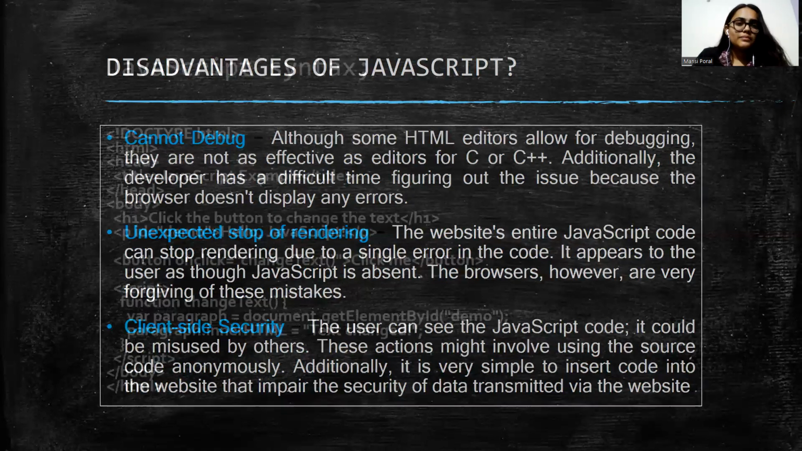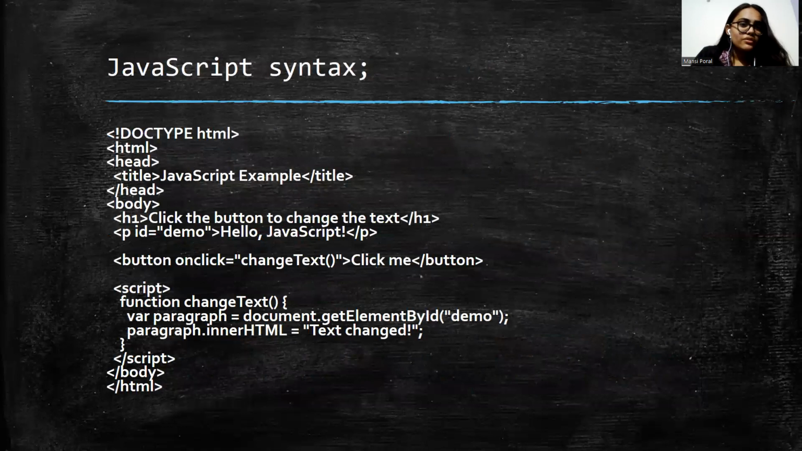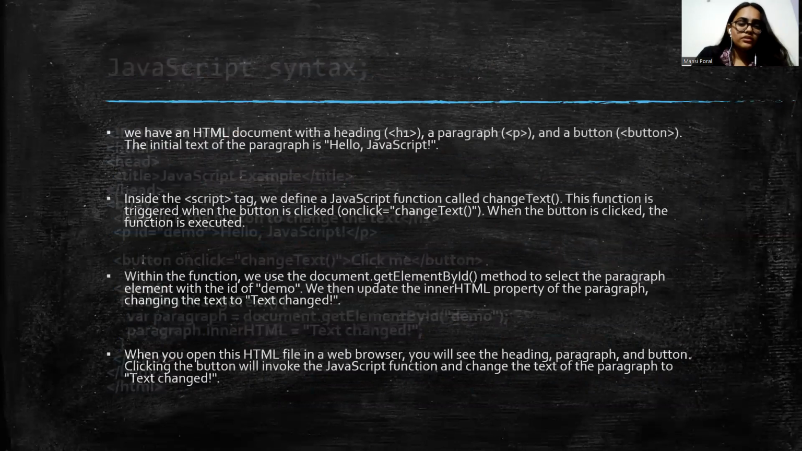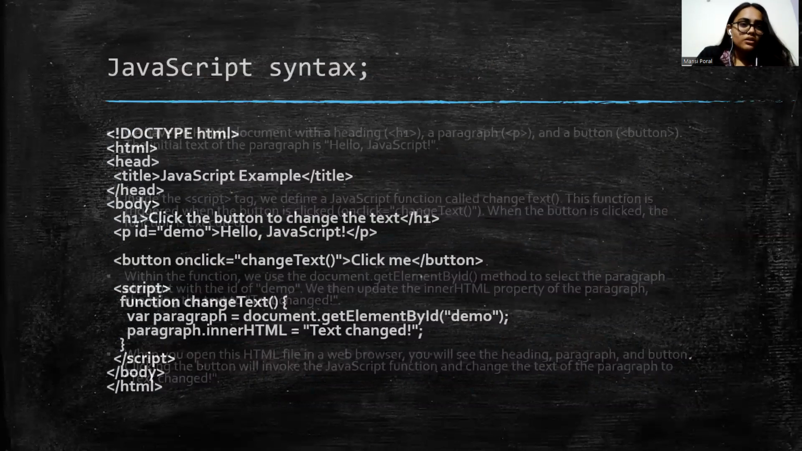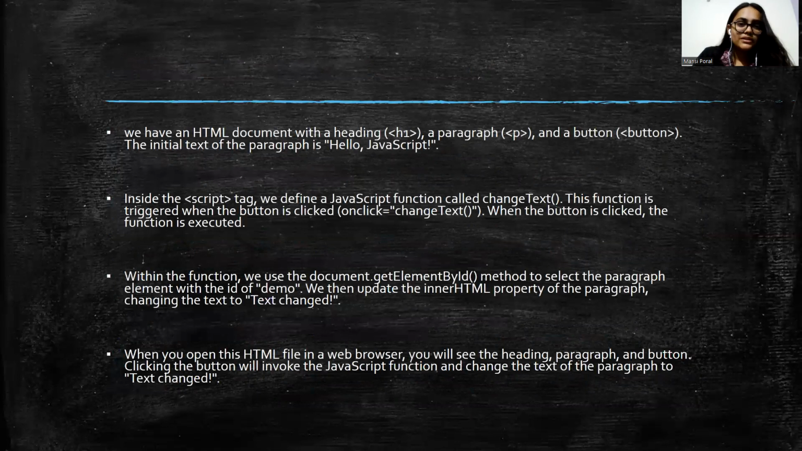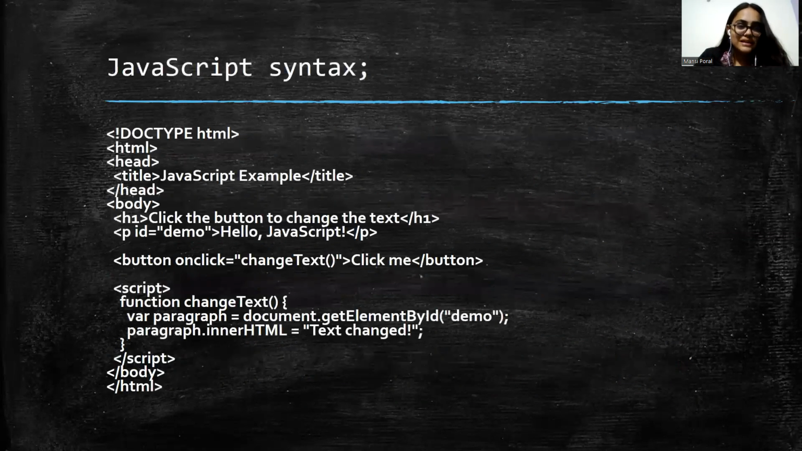So this is the basic syntax of JavaScript. So we have doctype HTML, then we have HTML head, which is continued with title. The head has a closing tag, then head and body. In the next slide, I'll explain this code. So we have an HTML document with heading H1 and a paragraph and a button. The initial text of the paragraph is Hello JavaScript.